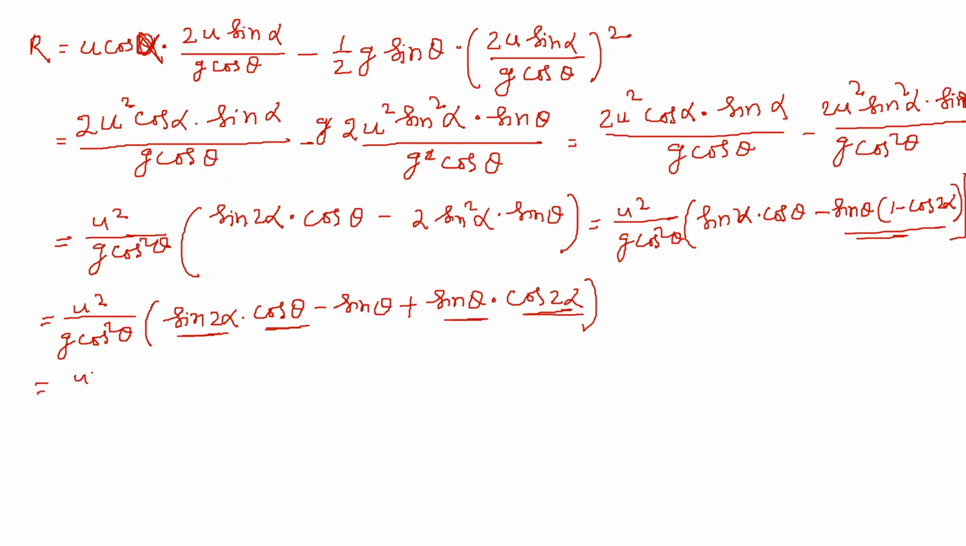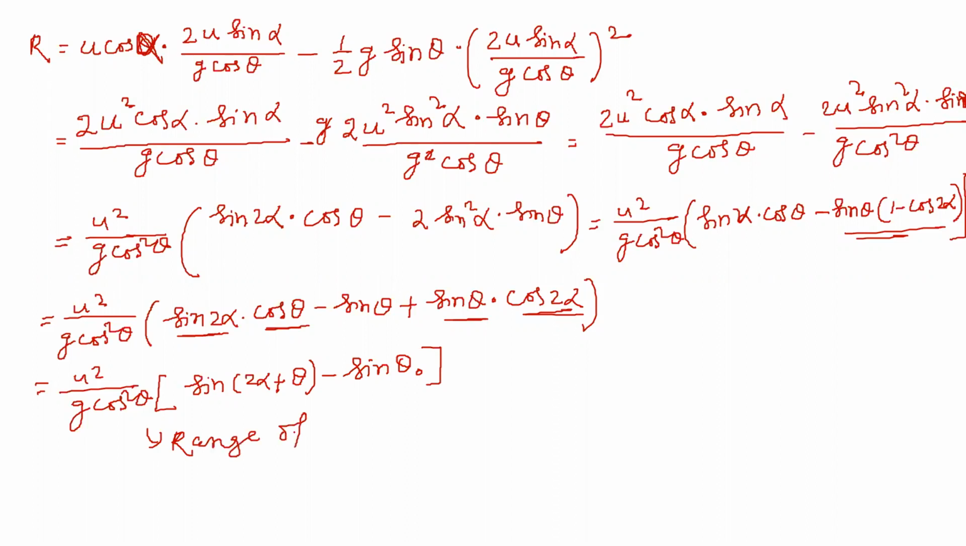So I can rewrite it as u square by g cos square theta into sin A plus B, that is 2 alpha plus theta, minus sin theta. So this is the equation for range. The above equation gives the range of a projectile. This is nothing but the expression for range of projectile, that is range of projectile in an inclined plane.